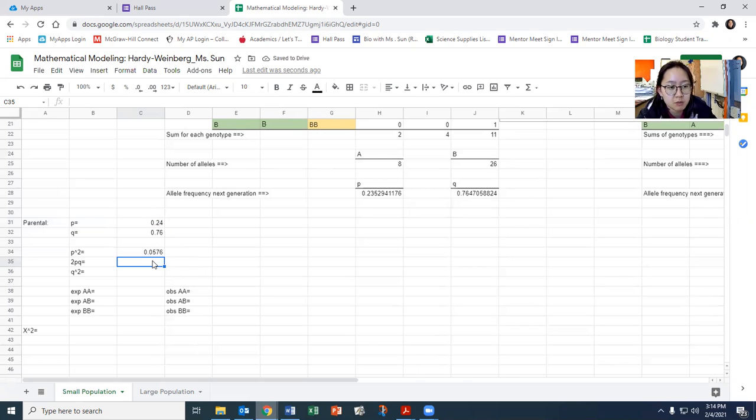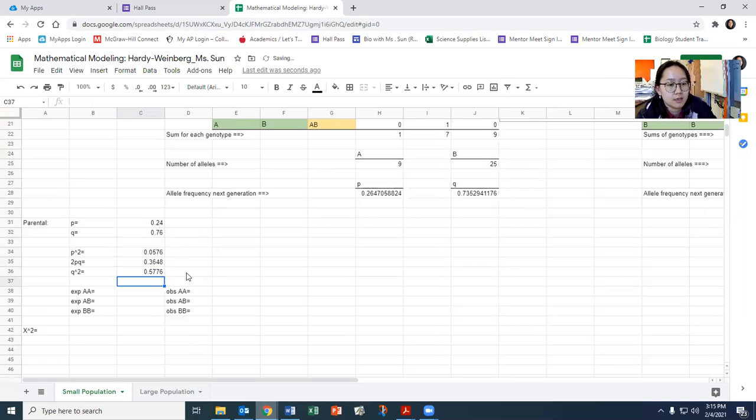Here we want to do 2 times p times q. So we want to use 2, and then an asterisk or a star as the multiplication, times p. You'll click on p and then times, and then you'll click on q, and then you'll click enter. And then lastly, we have q squared, which is going to be equals, similar to the p squared. We're going to click on the q value, and then caret and a 2 because we're squaring.